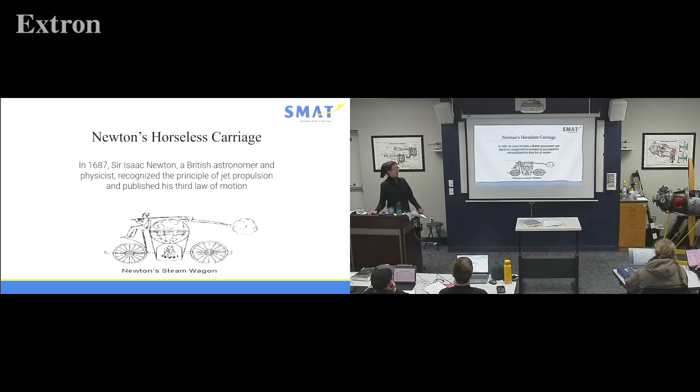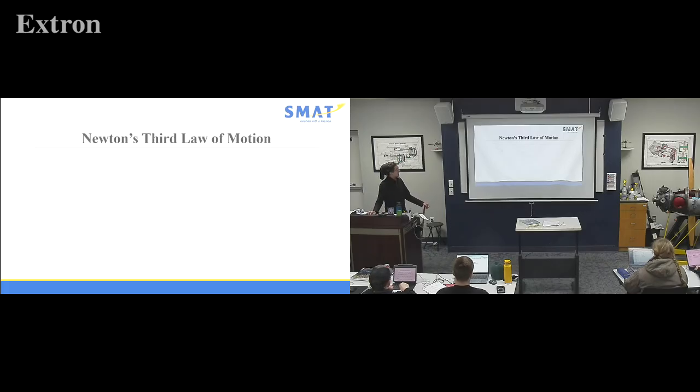Then Sir Isaac Newton came along and developed the horseless carriage in 1687, which also used the jet propulsion principle. That's when he was writing his third law of motion, same principle: heating up water, steam escaping, and that reaction propelling the vehicle forward. It didn't have enough power to actually be practical, but his ideas were great. What is the third law?